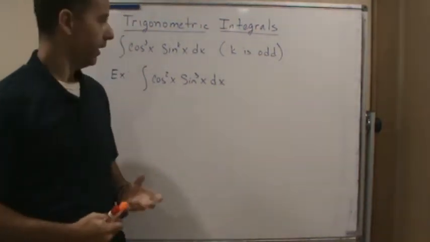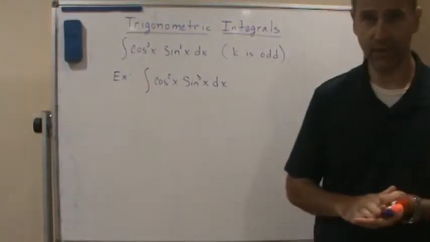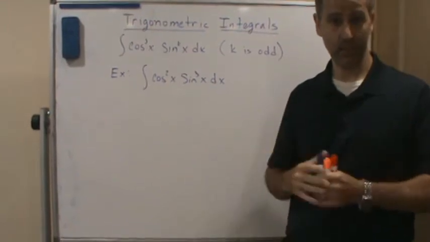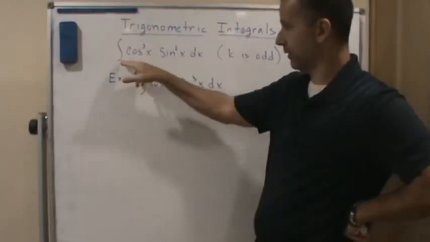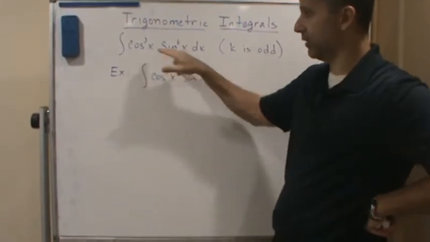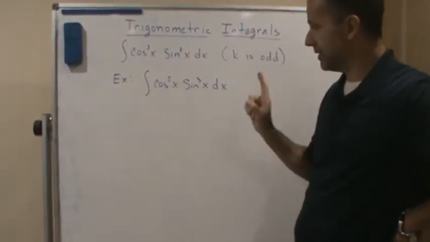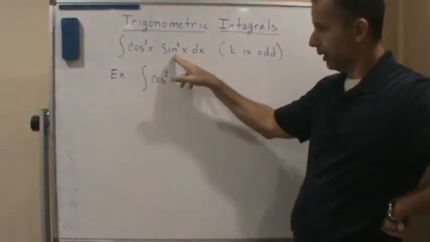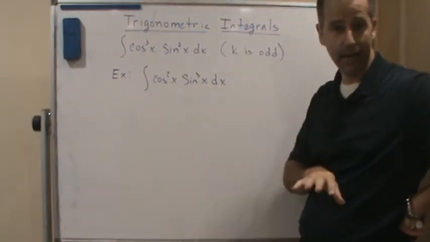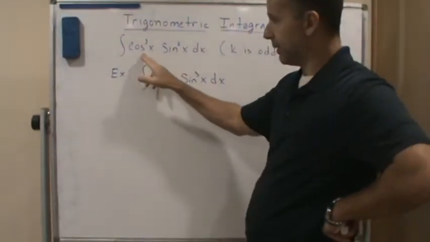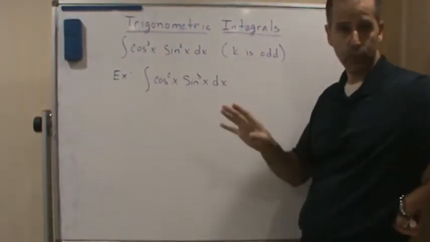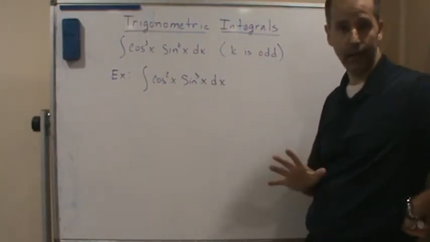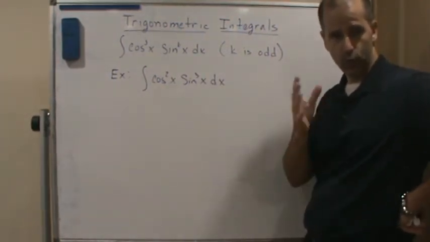Okay, so welcome back. Now here's the general case. I'm going to do this piece by piece because we're going to take different cases. Let's say I have this product of cosine and sine to various powers. In this case, the power on the sine is odd. I don't care about the power on the cosine at this point. All I care about is that the power on the sine is odd. Watch what happens. Watch what I'm going to do here.